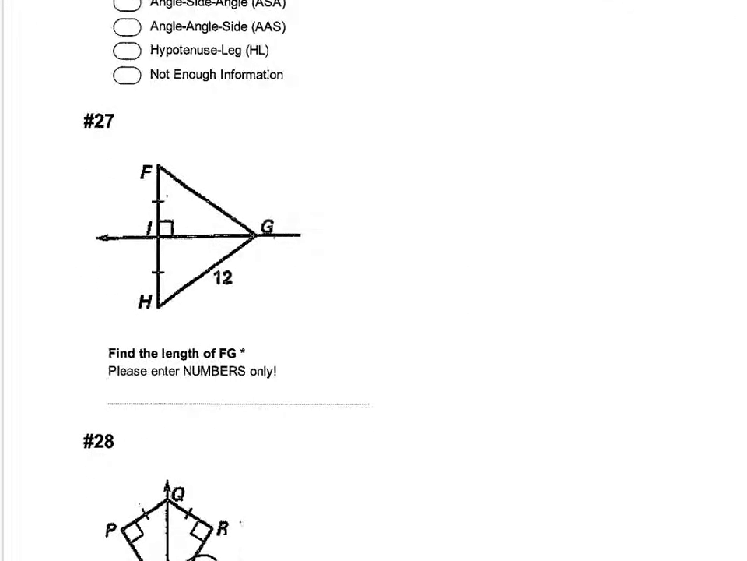27 wants to know the length of FG. So that's right here. How long is that? Pay attention to both triangles. They're congruent. Side-angle-side tells you they're congruent because this guy is congruent with himself, by the reflexive property. So what's FG? Remember, just numbers.